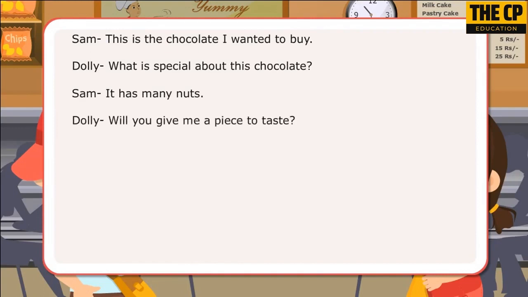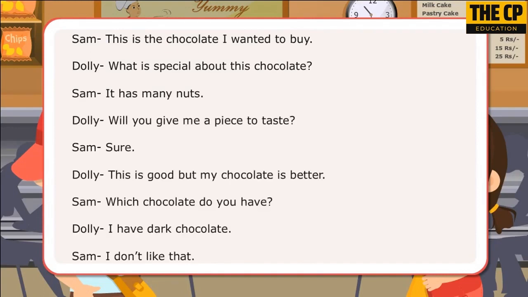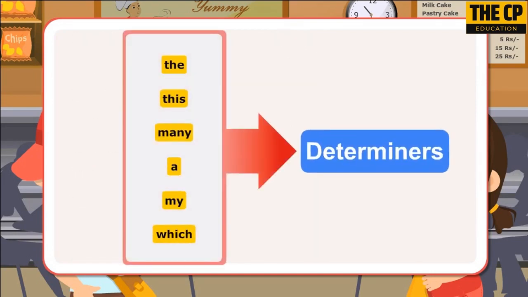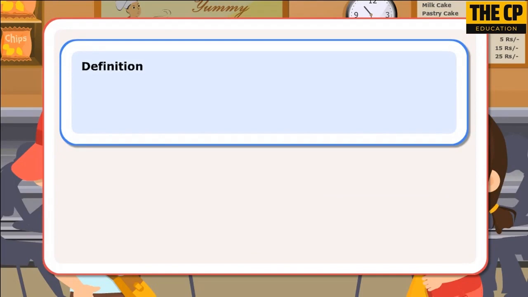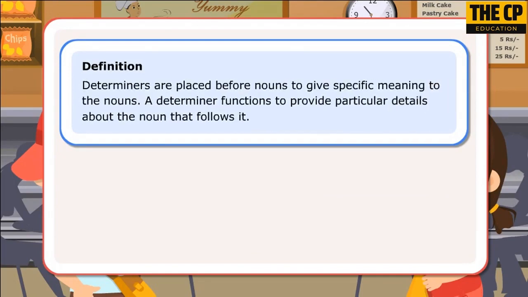In the dialogues, Sam and Dolly have used words that give specific meaning to the nouns that follow and also give more details about them. The words the, this, many, a, my, which are examples of determiners. Definition: Determiners are placed before nouns to give specific meaning to the nouns. A determiner functions to provide particular details about the noun that follows it.